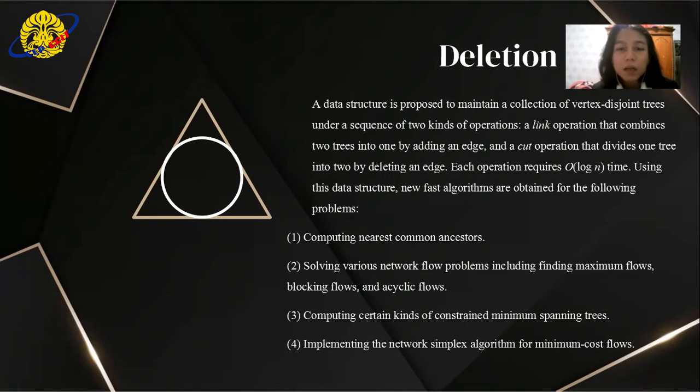Unified algorithms are adopted for the following problems. Number one, computing nearest common ancestors. Two, solving various network flow problems, including finding maximum flow, blocking flows, and acyclic flows. Three, computing certain kinds of constrained minimum spanning trees. And four, implementing the network simplex algorithm for minimum cost flows.